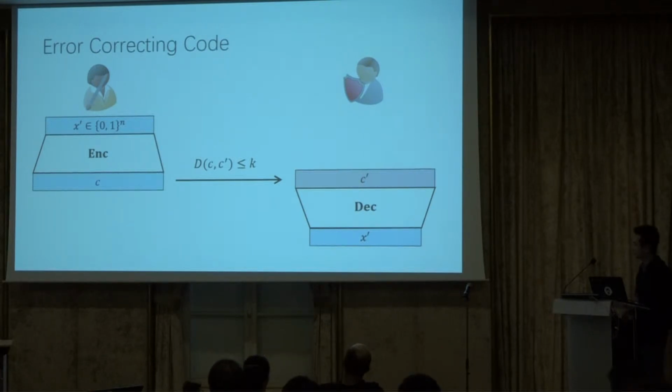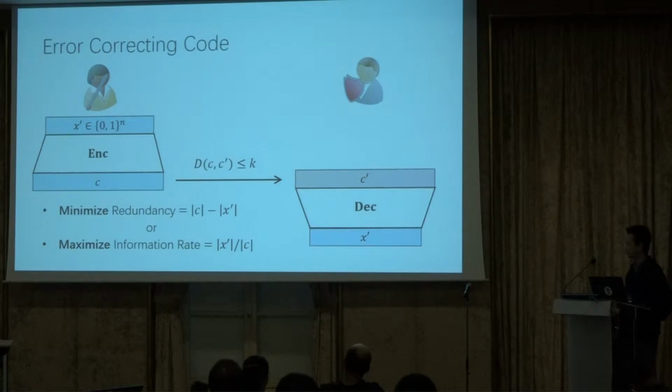The party sends this code word through the noisy channel to the other party, and the other party may receive a different string c prime. But there is some generic metric, and this metric bounds the distance between c and c prime by some parameter k. The other party will apply a decoding algorithm to c prime, and he will obtain x prime. There are two parameters we care about here. The first is the redundancy, which is defined as the length of the code word minus the length of the message. The second is the information rate, which is defined as the length of the message divided by the length of the code word. Our objective is to minimize the redundancy, which is essentially the same as maximizing the information rate.